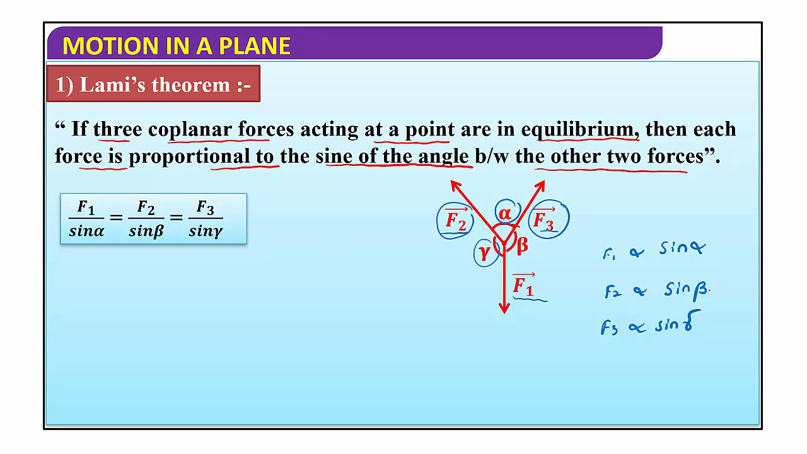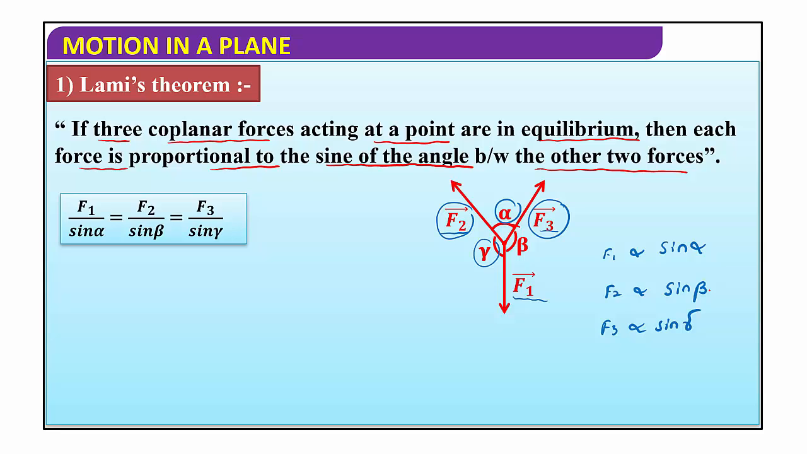So just remember the statement and its equation. Is it clear? So what is the statement? If three coplanar forces acting at a point are in equilibrium, then each force is proportional to the sine of the angle between the other two forces. What is the equation? F1 by sine alpha is equal to F2 divided by sine beta, and it is equal to F3 divided by sine gamma. So this equation we can use.